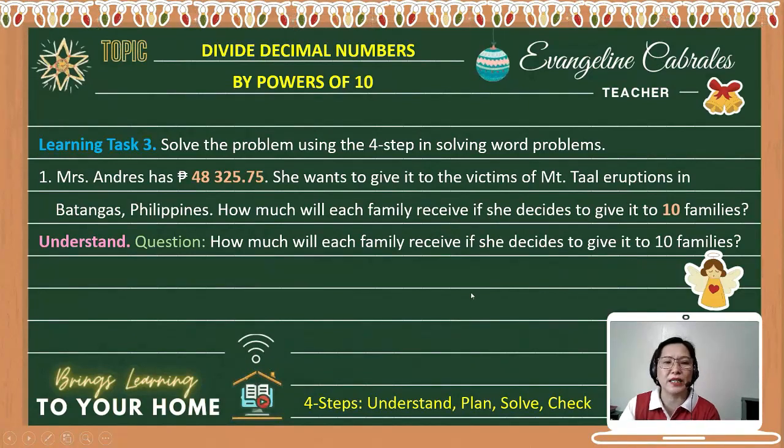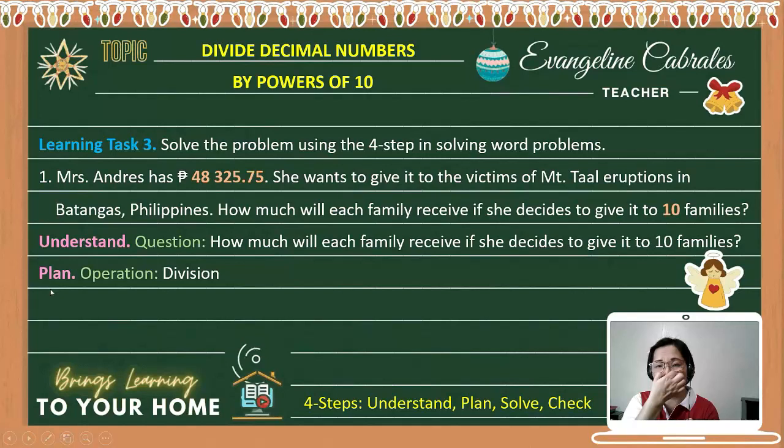And the question is, how much will each family receive if she decides to give it to 10 families? And then, sa plan, ipakita anong operation ang gagamitin? Division. Paano mo nalaman na division? This is the dividend, 48,325 pesos and 75 centavos at hinati sa 10 families. Ito yung idodonate niya, ito yung families na maghahati-hati, kaya ang gagamitin ay division.